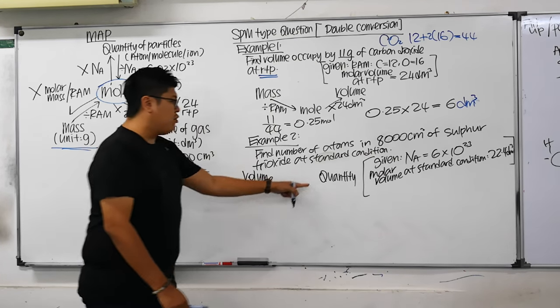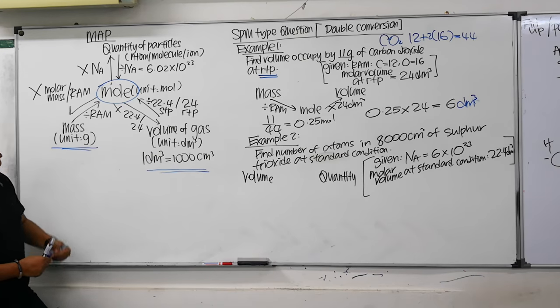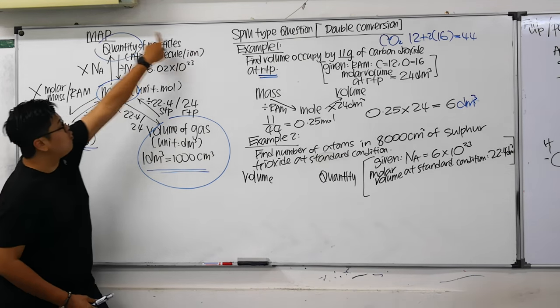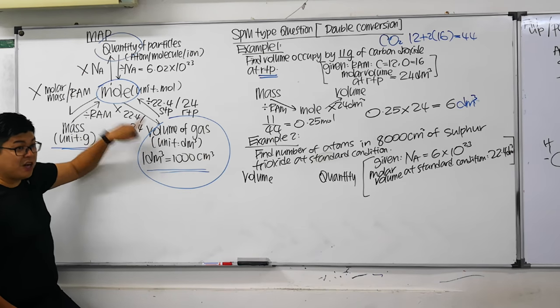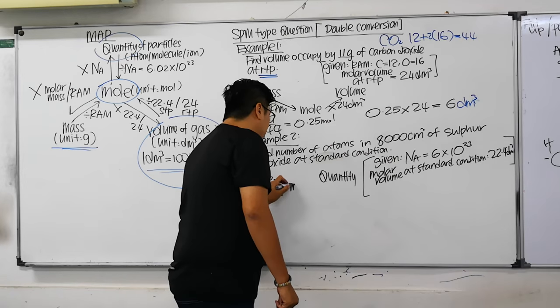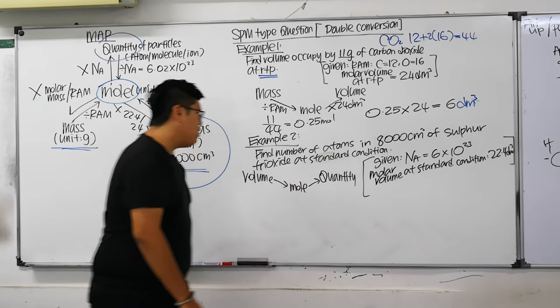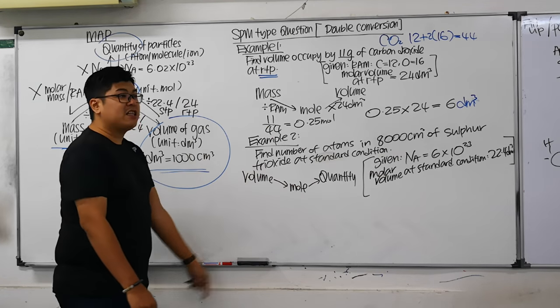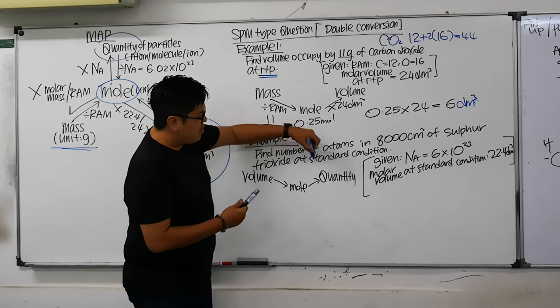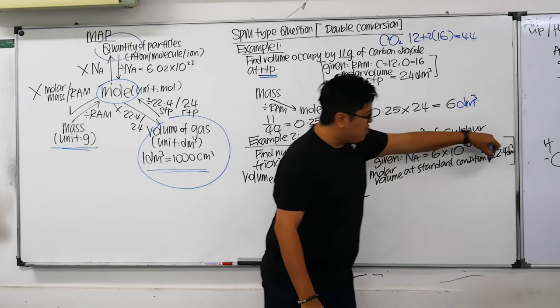Volume cannot change to quantity directly. I am volume, you are quantity, I cannot go to find you directly. Find the mole first, then only the mole goes to quantity. Do it step by step. Volume to mole is related by molar volume. Standard condition, magic number 22.4.